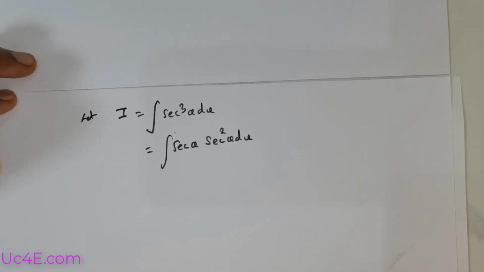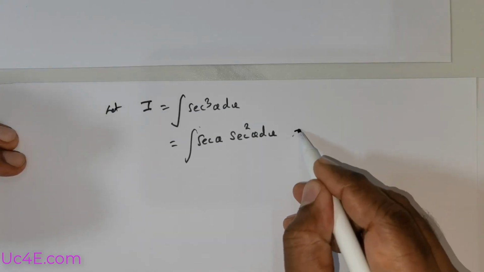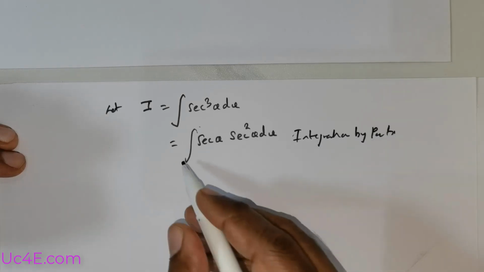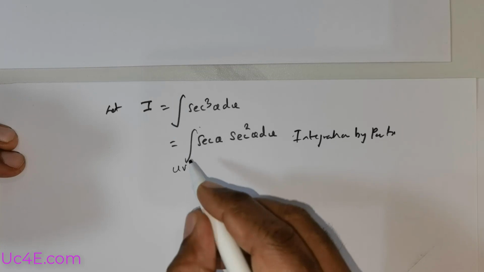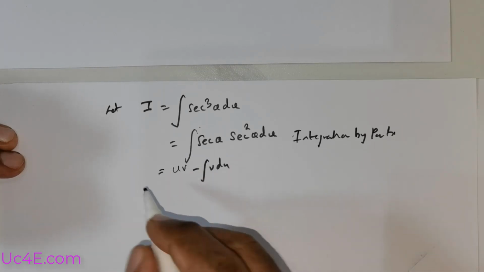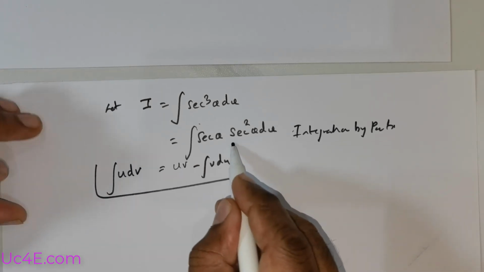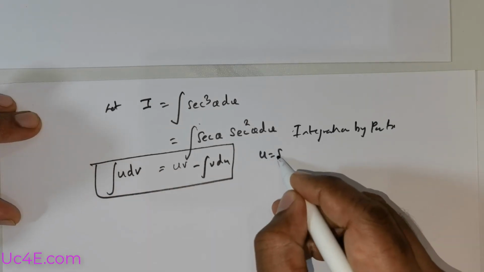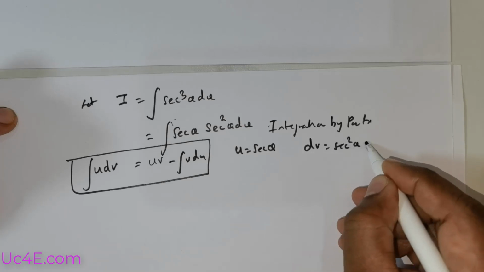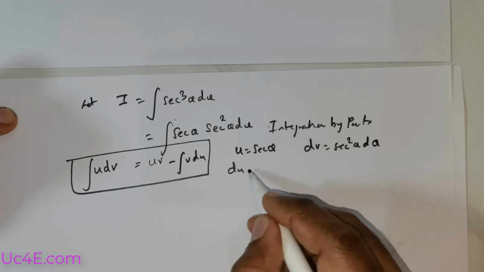Now I would like to make the following substitution. So we would be utilizing integration by parts. For that, the formula is uv minus the integral of v du. So that is going to be the formula that we would be using. It's going to be u times dv. Now u is taken to be secant theta and dv is taken to be secant squared theta d theta. Now the differential of u is du.